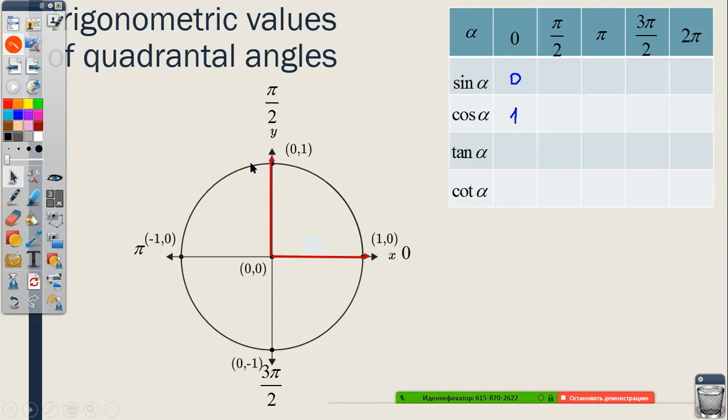Continue. Next angle is pi over 2 or 90 degrees. Here, again, this angle is intersecting with a unit circle at y 1, so y is 1 here. So this distance will be sine. That's why sine of pi over 2 is 1. But what about cosine? Can we see here any distance on x-axis? No, so it is 0.